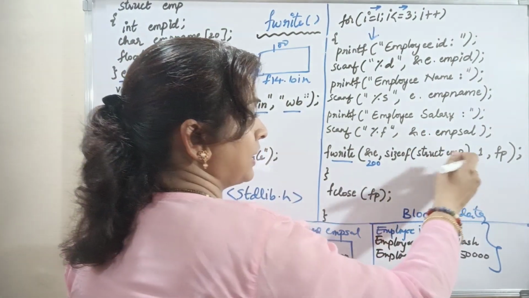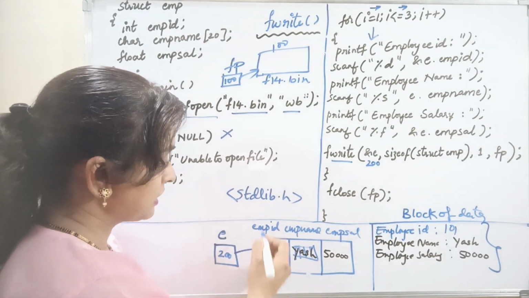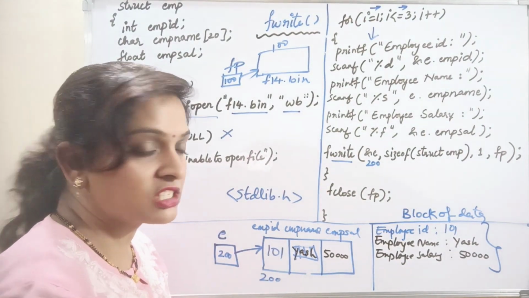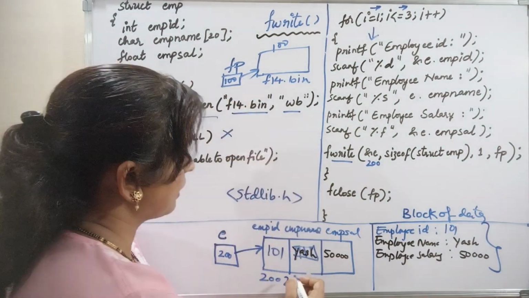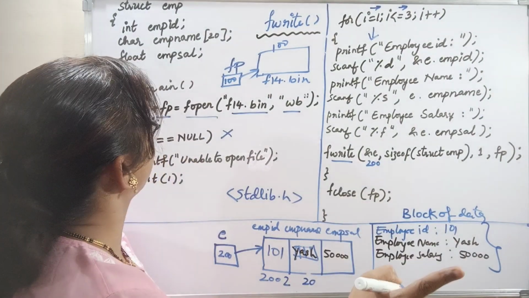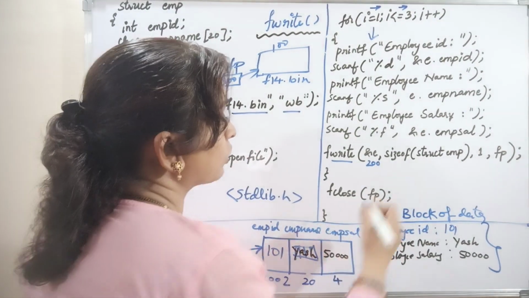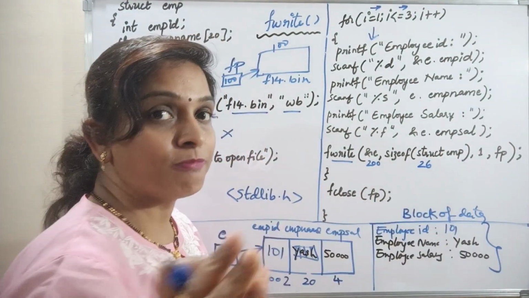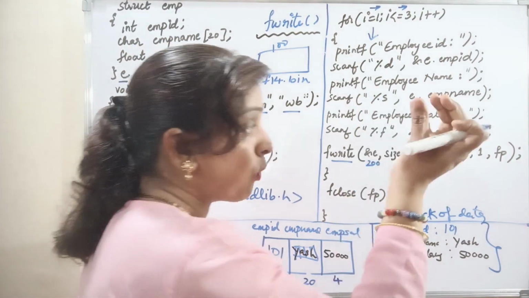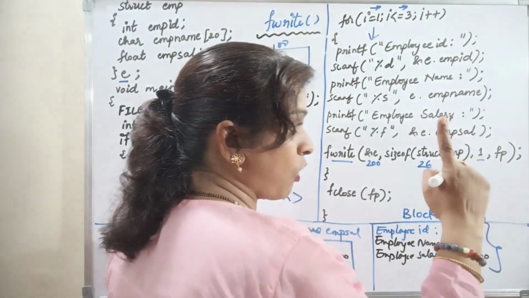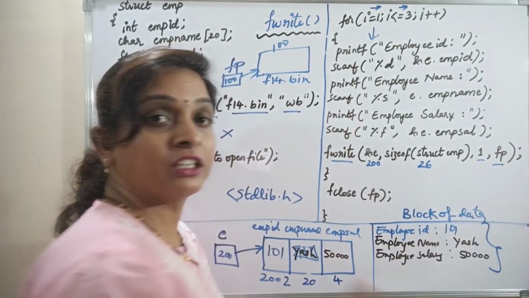Then the size of the structure EMP. What is the total size of this user defined data type? Say with respect to a 16-bit machine: ID, integer, 2 bytes; name, 20 characters, 20 bytes; then float, 4 bytes. Totally 26 bytes of memory I need to write into the file. So it is one block of data. So I write one block of data to the file pointed to by the file pointer fp.